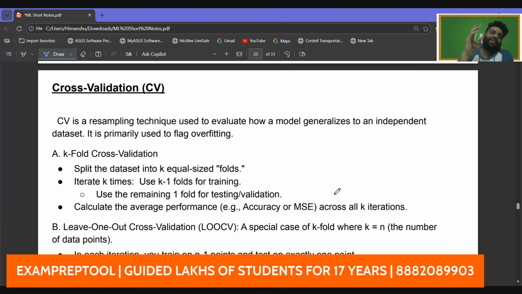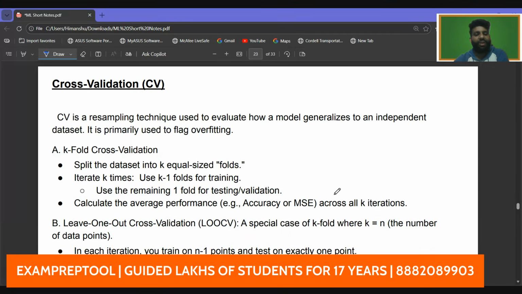Then we can calculate all the errors, we train it, and the overall average performance is seen. In that case we can see different validation data points, which will help us understand, if the overall data changes, what can be my overall generalization error.